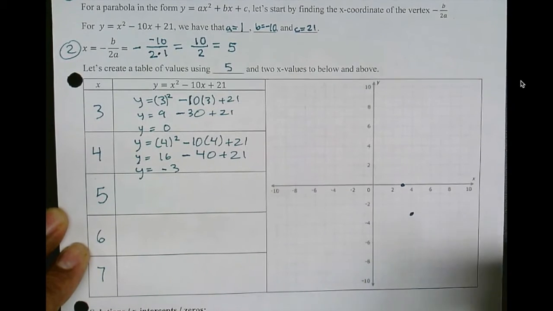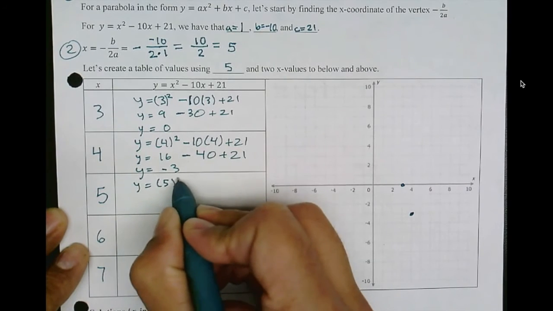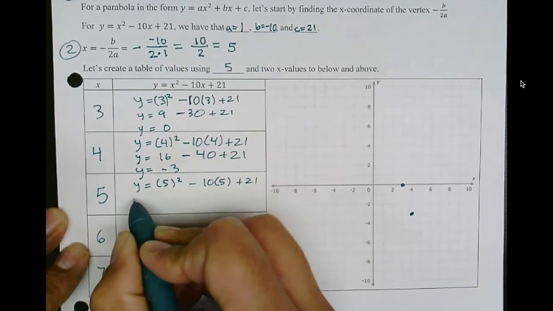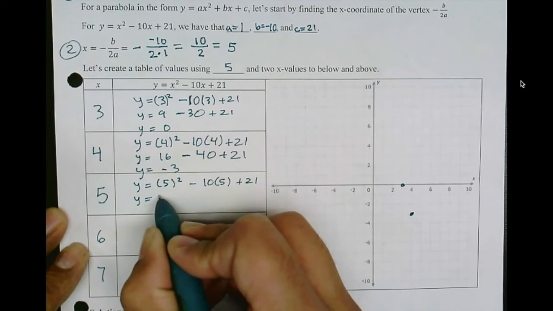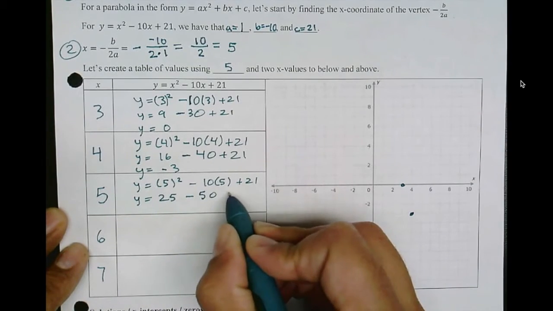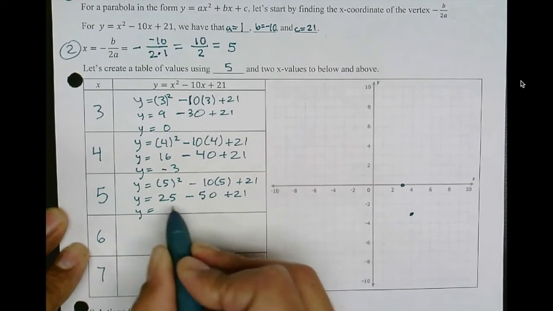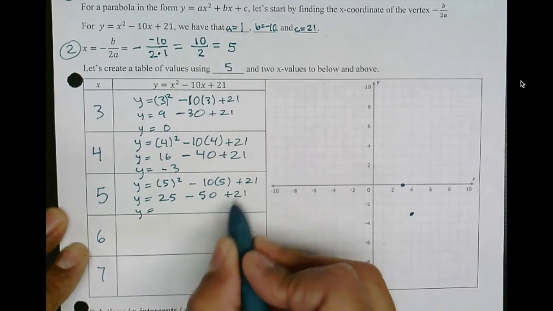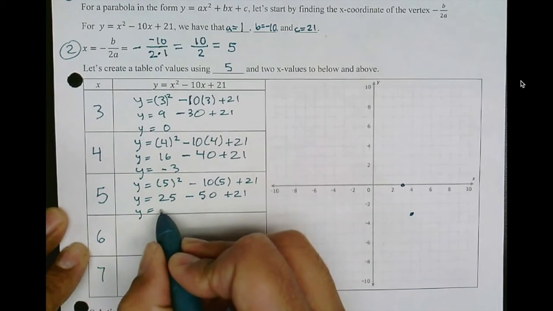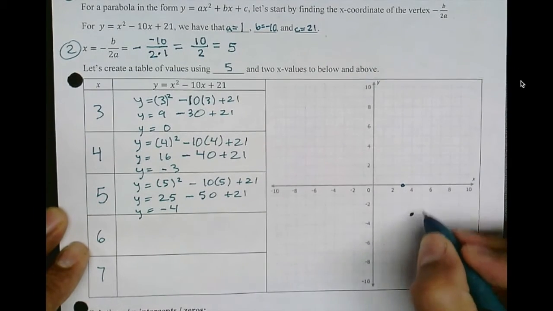Next, we have y is equal to 5 to the power of 2 minus 10 times 5 plus 21. So let's begin simplifying. 5 to the power of 2 is 25. 10 times 5 is 50. Let's bring down the plus 21. Again, if we combine the positives first, that's 25 plus 21. That's 46 minus 50 is negative 4. So let's plot the point 5, negative 4.